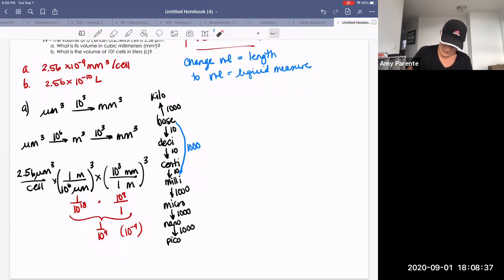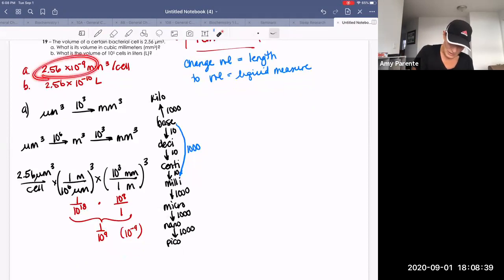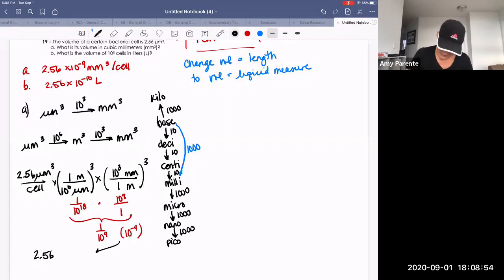So we'll put these pieces together here, but really we didn't do anything to the value that we had in the beginning. We're still going to have that 2.56. We just changed the zeros that we have. So putting all of this together means we're going to keep that 2.56, and now this is times 10 to the minus 9th. Go through and cancel my units. Micrometers cancels, meters cancels. I'm left with millimeters cubed.